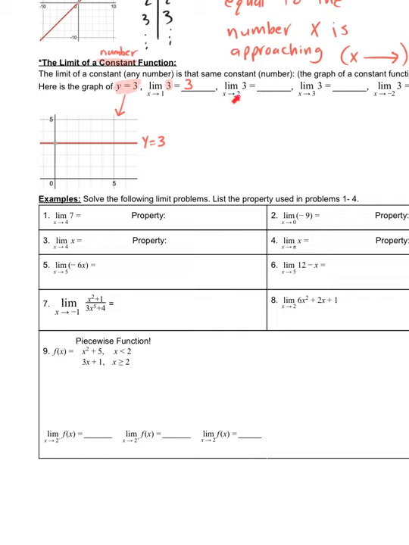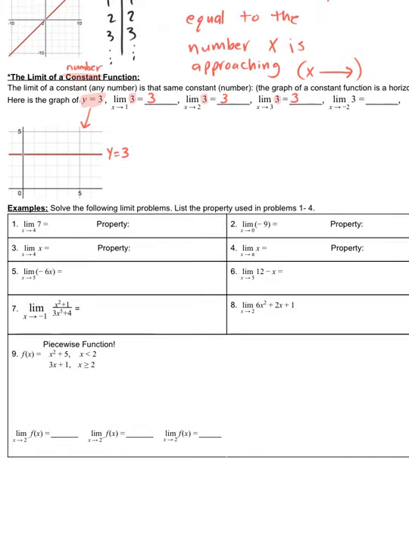The limit as x approaches 2 of 3. If I'm at 2, my limit is up here at 3. So this is equal to 3, the same as that number. The limit as x approaches 3 of 3 is 3. Next one, the limit as x approaches negative 2 will still be 3. So the limit of a constant is that same constant.